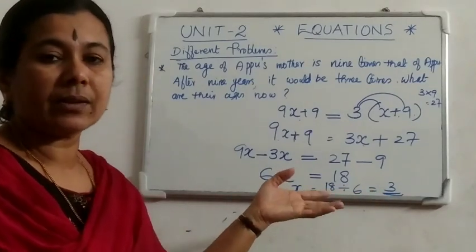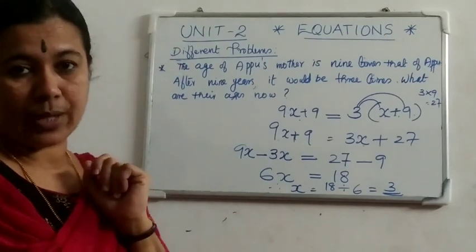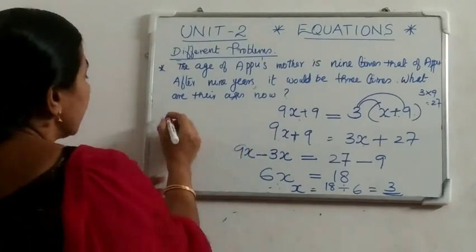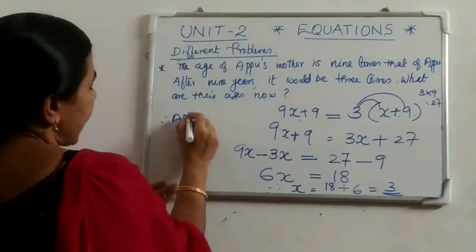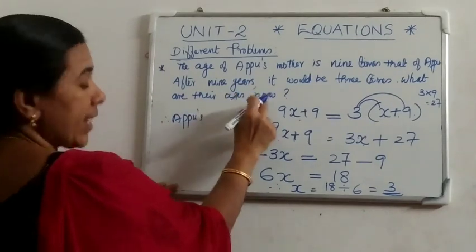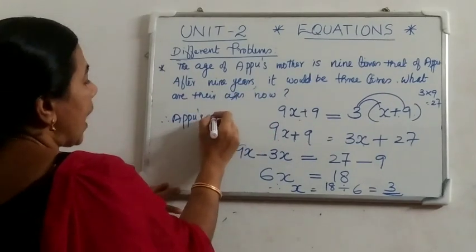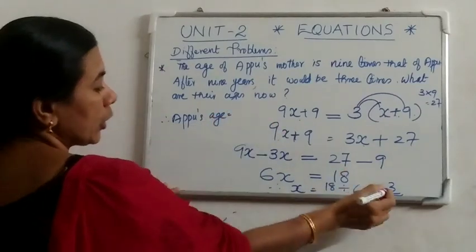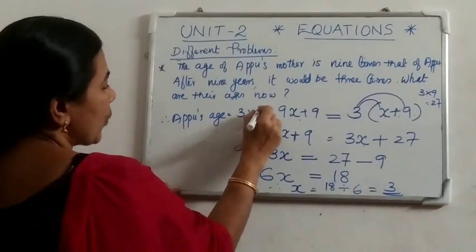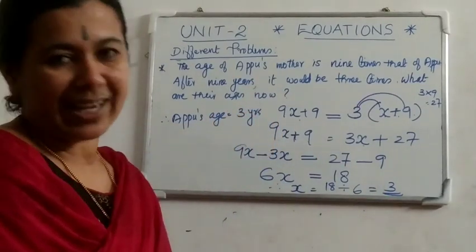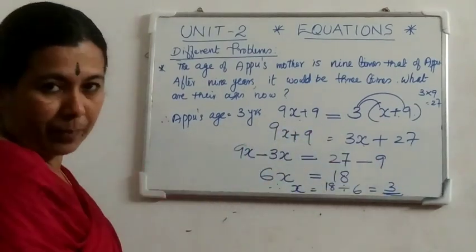What is x? X is the age of Appu. Appu's age is 3 years. Therefore, Appu's age, we want to find the ages now. Present age of Appu. Appu's age is equal to 3 years. Appu is a small baby. Right? 3 years old baby.